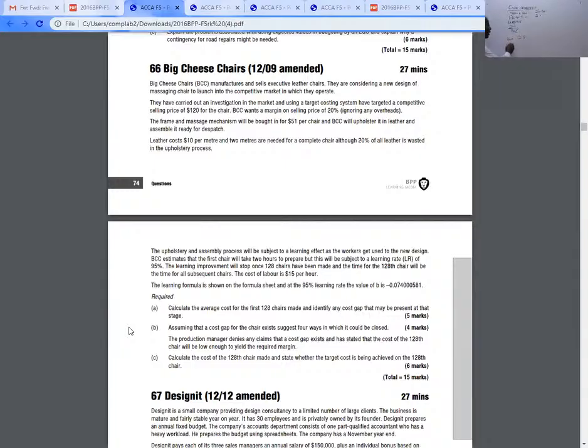And then the waste will be 20%. What is 20% of 2.5? 20% of 2.5, I want to believe is 0.5. Just try that. 20% of 2.5 will be 0.5.